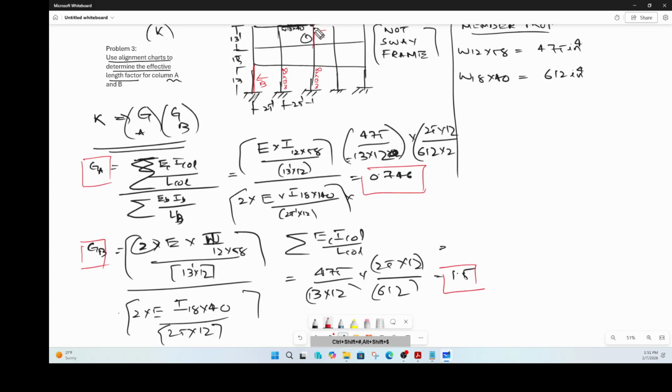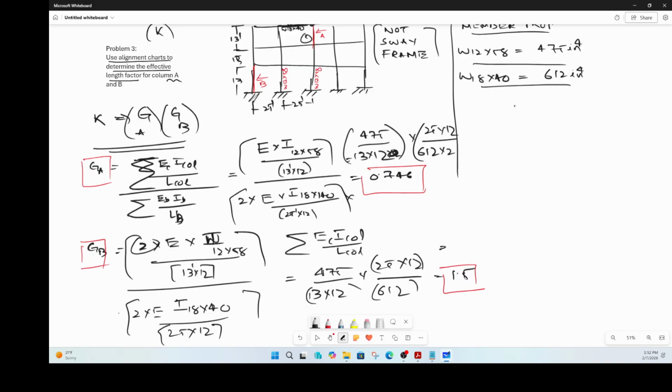We have been given a column here. We have been given a couple of beams. The properties of those beams and columns are all here, right? So the property of the beam is here. We had to find out the effective length factor. Now, where do you use the effective length factor?